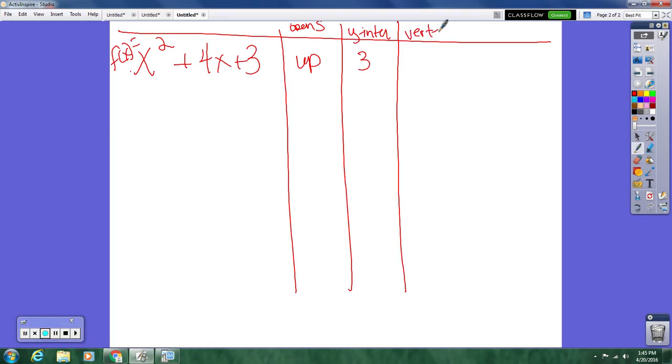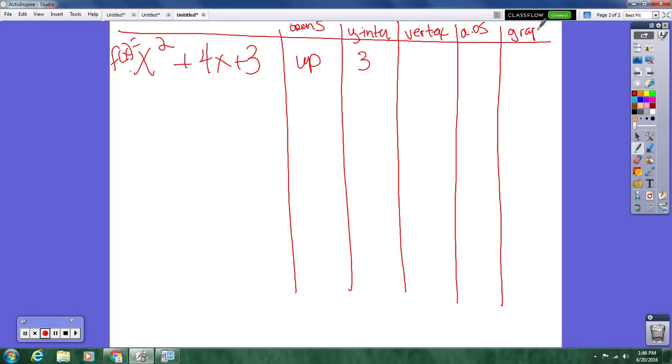If I want to know the vertex, I could find it by hand, but what would be an easier way? What do you have at your disposal? Calculator. Okay, so you could use a calculator to find the vertex. If we knew the vertex, then whatever that first number was, we could find our axis of symmetry, and we could actually graph it, couldn't we?